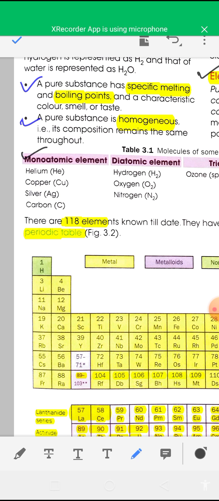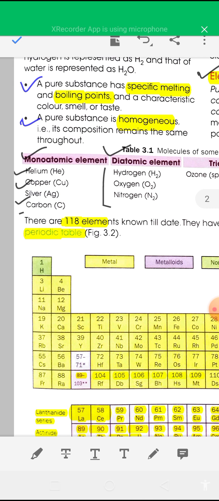Monoatomic elements exist as a single atom. For example, helium, copper, silver, carbon, all these are monoatomic elements. Diatomic elements like hydrogen, oxygen, nitrogen are formed by combination of two similar atoms. Okay, so these are diatomic elements.